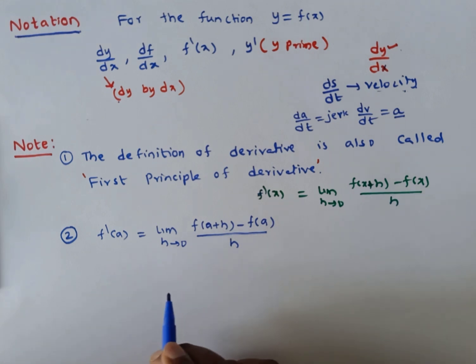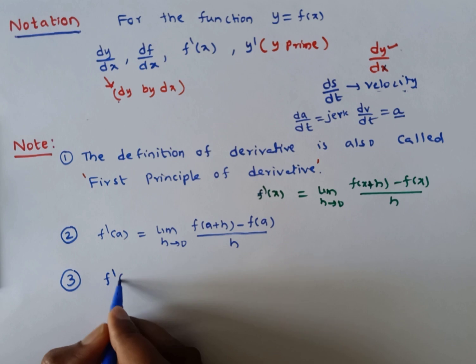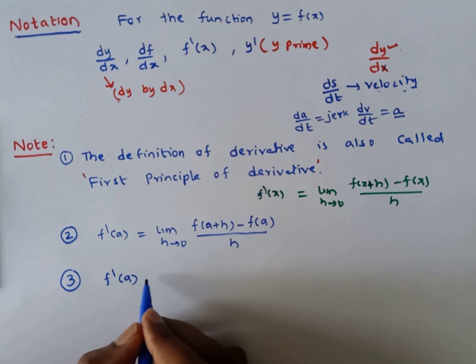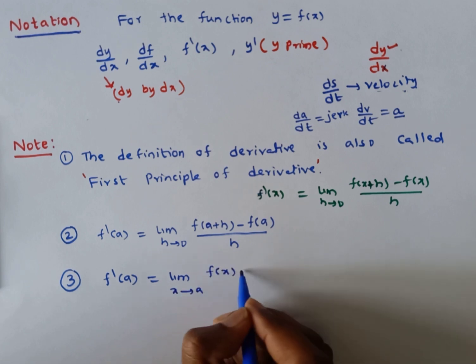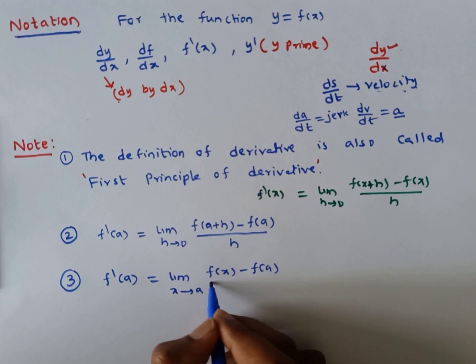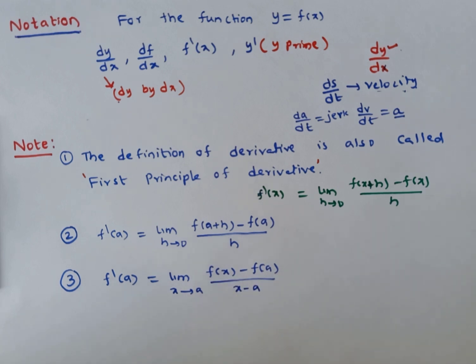Here it may be a constant. And so the alternative definition for the derivative is again using a limit, that is f dash of a, which is equal to limit x tends to a, f of x minus f of a divided by x minus a. So sometimes also you may use it like this. So both are the same, right?